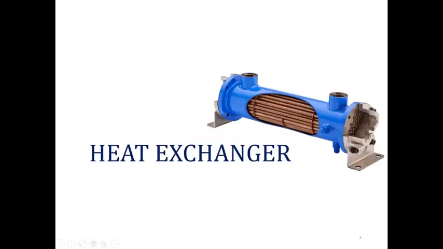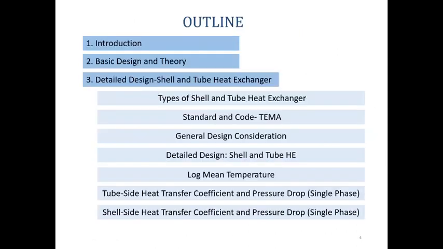So this is the schematic diagram of the heat exchanger. Usually the common type is the shell and tube. We have tube inside here, and this is the shell, the blue color one. Okay, the outline in this chapter: we're gonna start with the introduction, followed by basic design and theory. Detailed design, we may focus more on the shell and tube heat exchanger, including the type of shell and tube, the standard and code to design the shell and tube heat exchanger using TEMA, Tubular Exchanger Manufacturers Association.